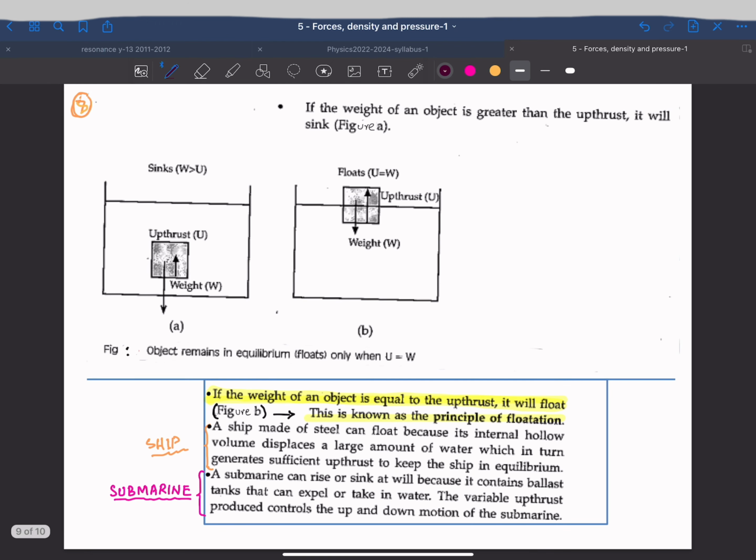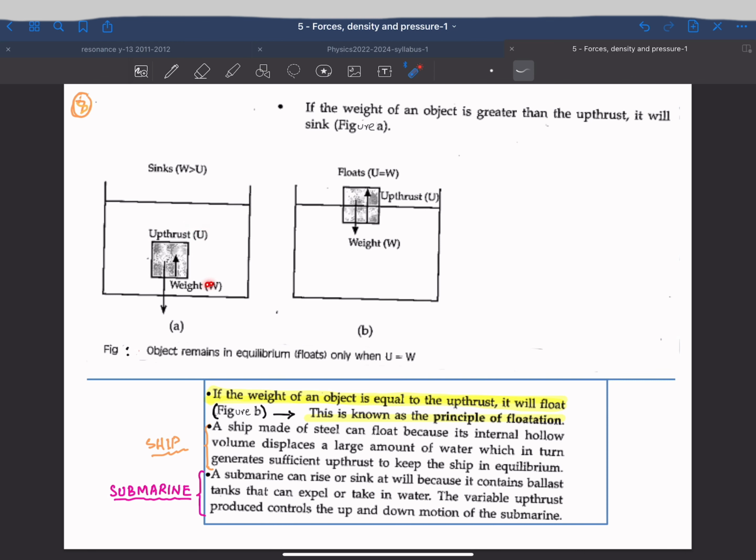Here there is another explanation of upthrust. Suppose the weight of an object is greater than the upthrust, what will happen? It will sink. This is very, very important. As I have already explained, suppose you have an iron piece with a particular volume; this iron piece will displace a particular liquid or fluid, and that will give you the magnitude of the upthrust.